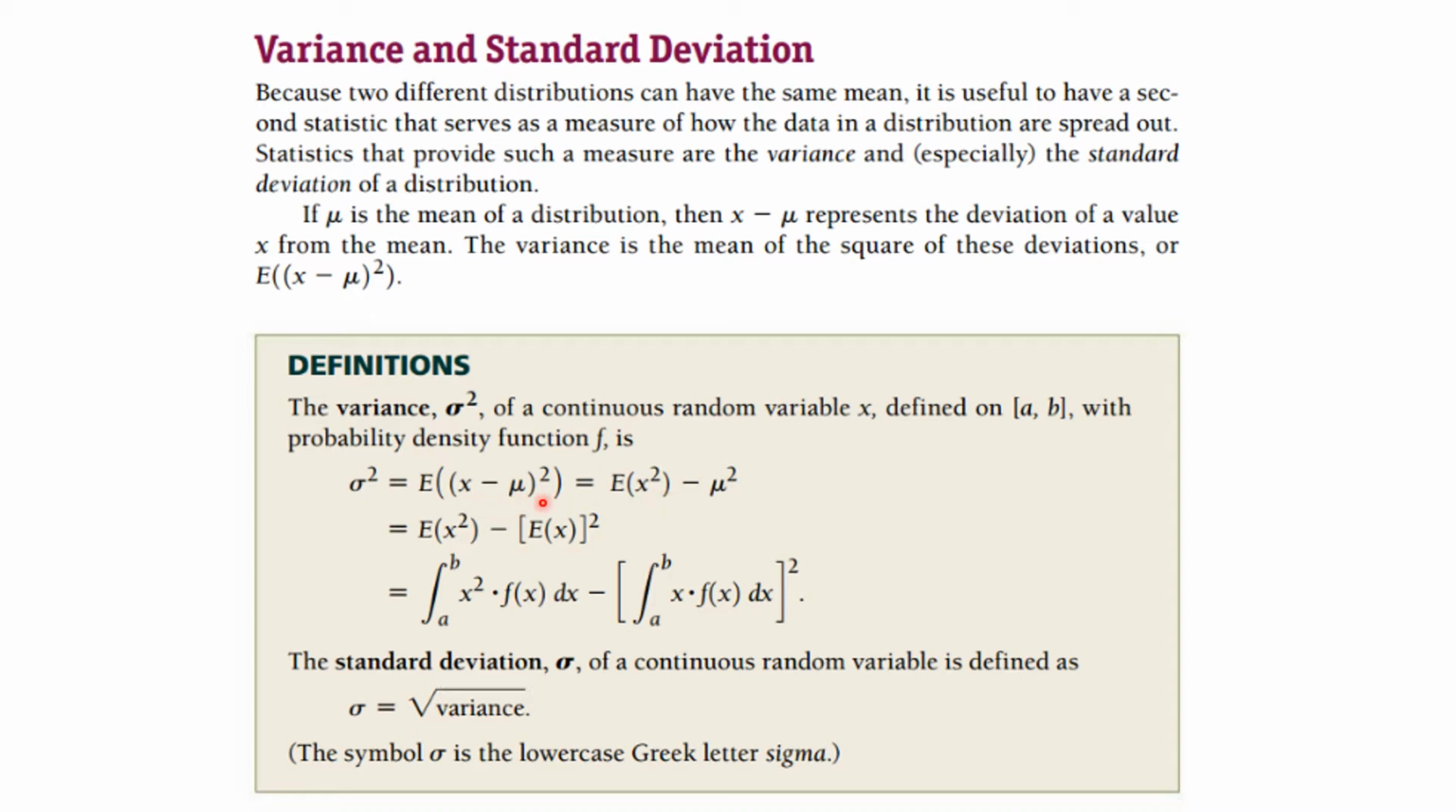And if you do the calculation and do the algebra, that's the same thing as the expected value of x squared minus mu squared, which is this. So it's this integral minus this integral squared. The standard deviation, sigma, of a continuous random variable is defined as sigma is the square root of the variance. And that is the lowercase Greek letter sigma.